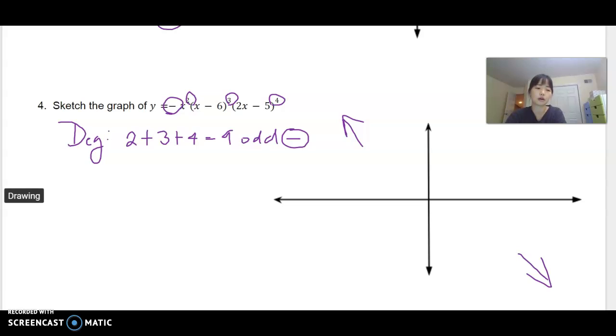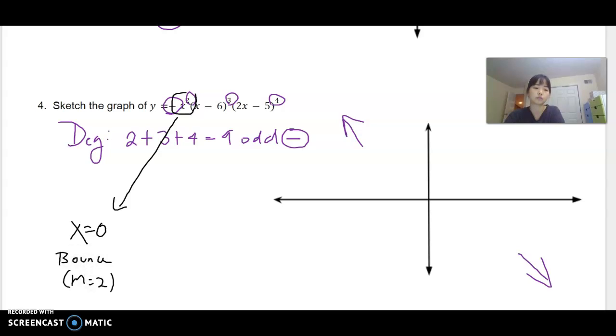The 3 roots are, here we have a 0, but it's going to bounce because m is 2. Multiplicity is 2. So at 0, it's going to bounce. The middle guy, you get 6. It's going to pass. Why? Because m is 3. Multiplicity is 3.